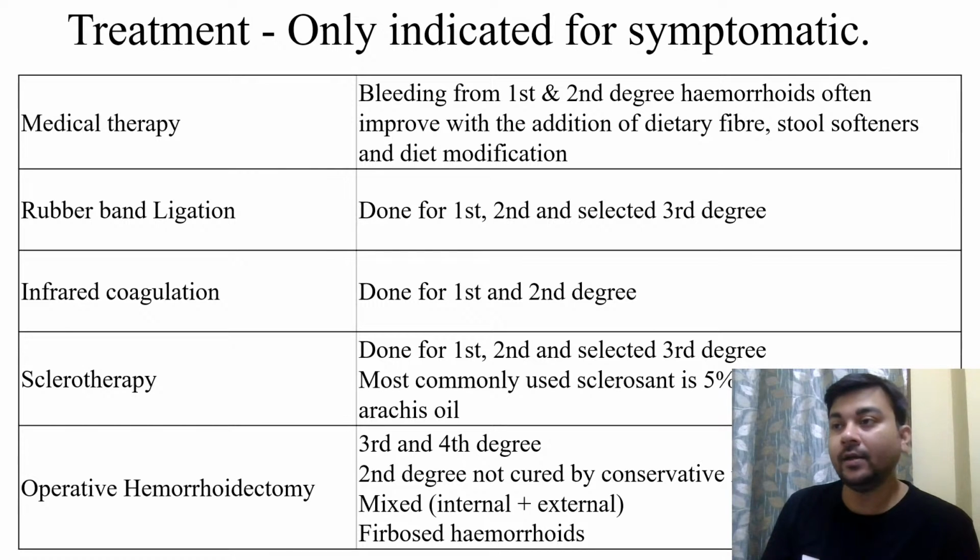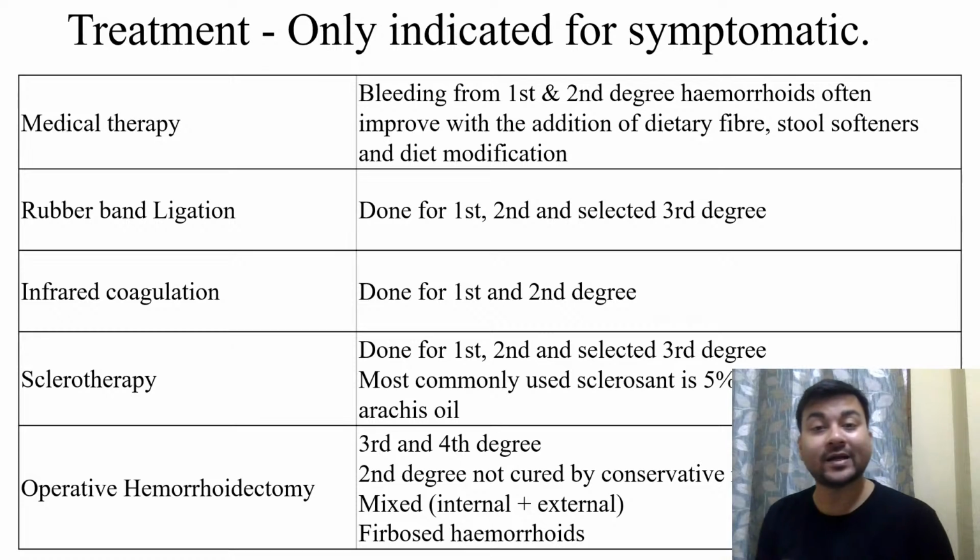Now, second degree hemorrhoids that are not treated by conservative approach or by rubber band or sclerosing agent can be treated by surgery, operative hemorrhoidectomy. Some third and fourth degree hemorrhoids are also treated by operative hemorrhoidectomy. Mixed hemorrhoids, meaning both internal and external hemorrhoids, are treated by operative hemorrhoidectomy, and fibrous hemorrhoids are also treated by operative hemorrhoidectomy. Now, operative hemorrhoidectomy is actually of different types.